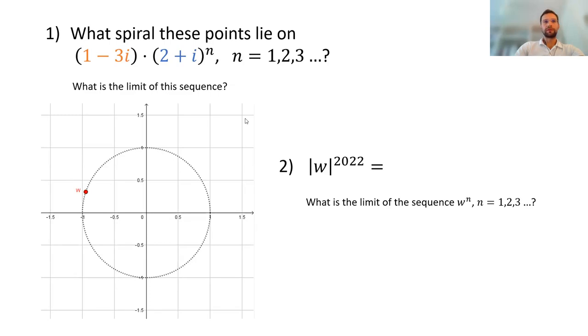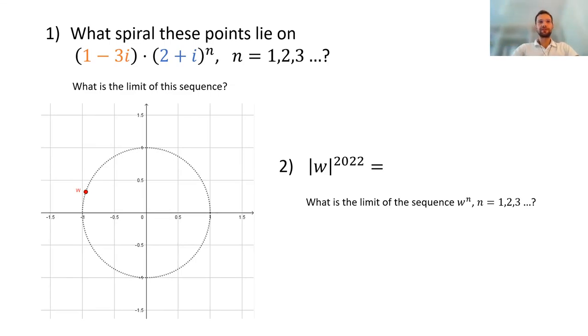So the moral of this control question is that if the absolute value of the number is one, then we cannot tell anything about the long-term behavior as we did in the previous example. In the previous item number one, we knew that if n was going to plus infinity, it diverges to infinity, meaning that the absolute value goes to infinity. And if n goes to minus infinity, then it goes to zero. And here the answer is unclear. This is because the absolute value of the complex number is one.